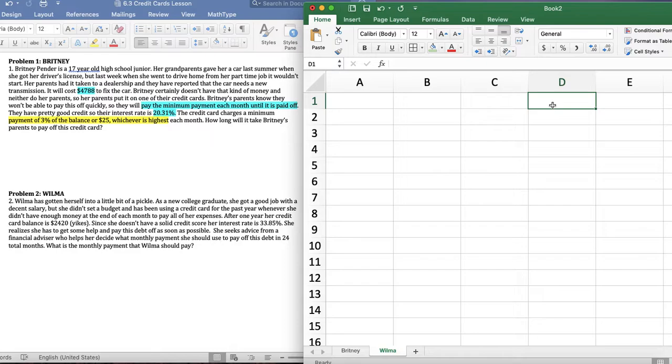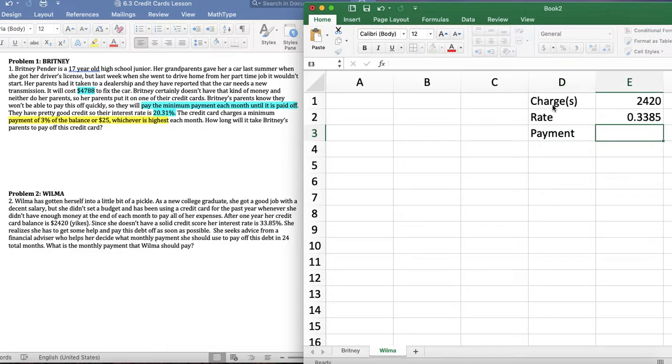So let's set aside all of the things in my key. So the charges are here. That is $2,420. Her interest rate is 33.85%. There is no minimum payment here. In this problem, she is going to make a minimum payment. We don't know what it is. Let's see if like $75 will do the trick.